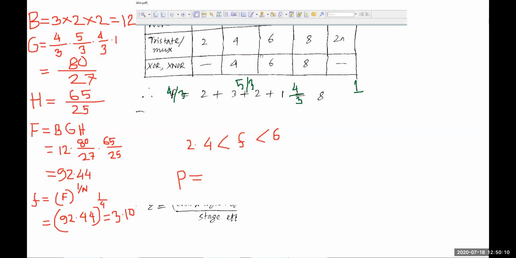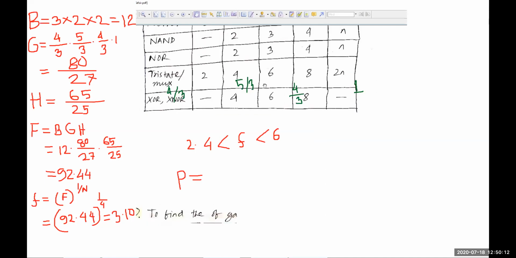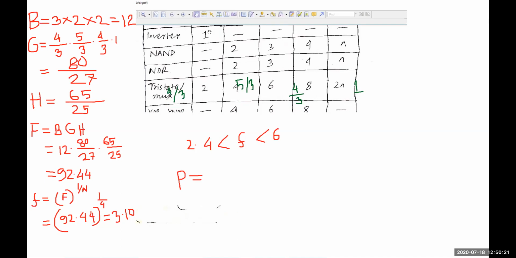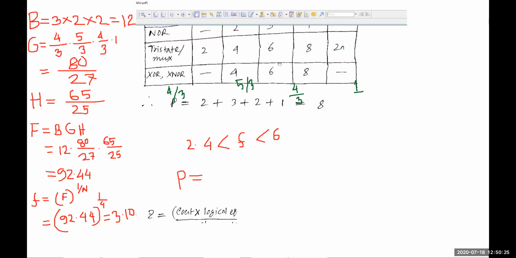What about AND gate? Delay of AND gate will be 3, 4, something like that. For 2 input, the delay will be 3. Why? Because 2 plus 1. Then 4, 6, 8, something like that.